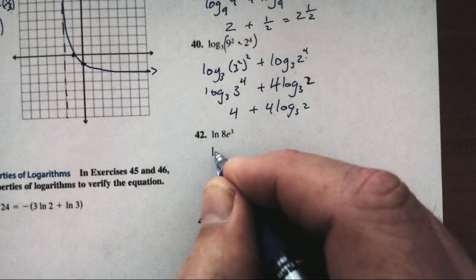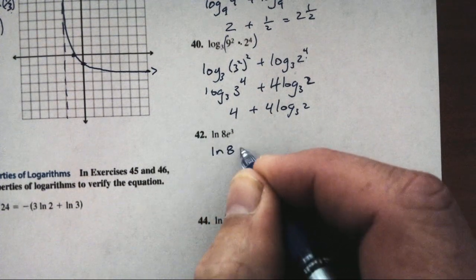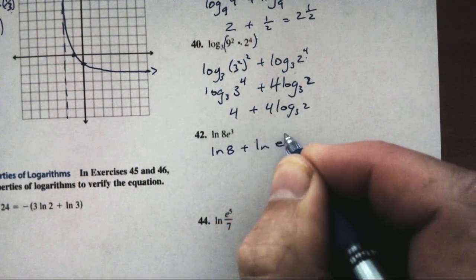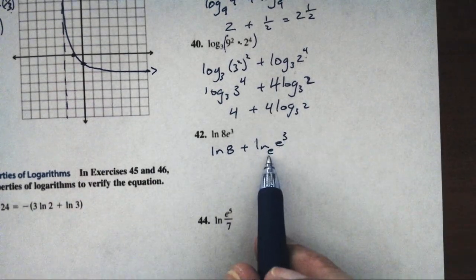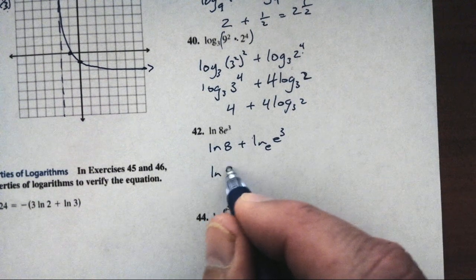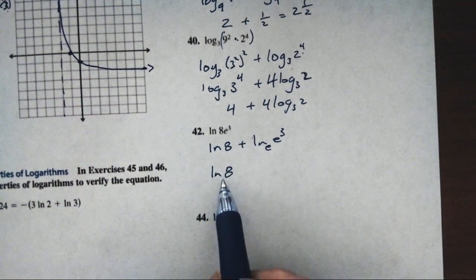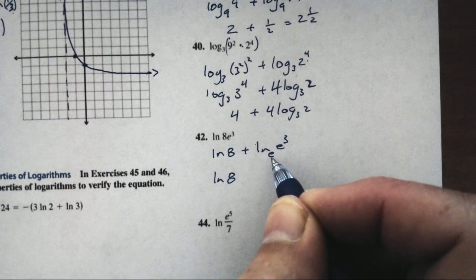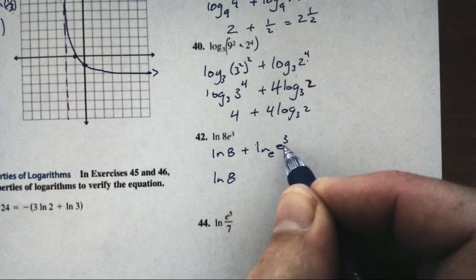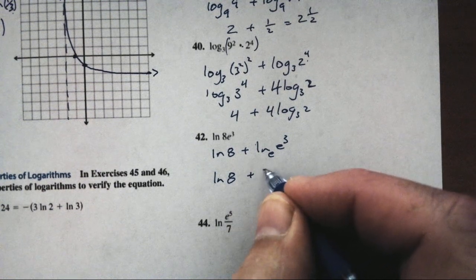ln of 8e to the 3rd. Rule 1, I got a product. That can be ln 8 plus ln e to the 3rd. I'm going to put a sneaky hidden e here. ln 8, not so sure. What is the exponent that turns e into 8? I don't know. But the exponent that turns e into e to the 3rd is 3.